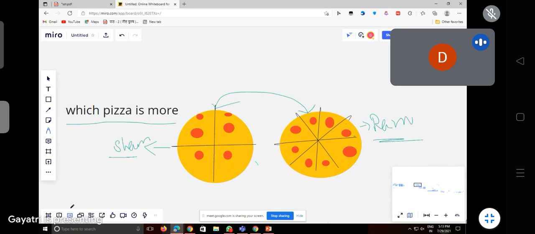Today I will tell you how to differentiate in fractions. Okay, so now let's read the question here. Which pizza is more? They are asking us which pizza is more. You can see here are two pizzas. In fractions, we never see which one is bigger. We always see which one has more parts.